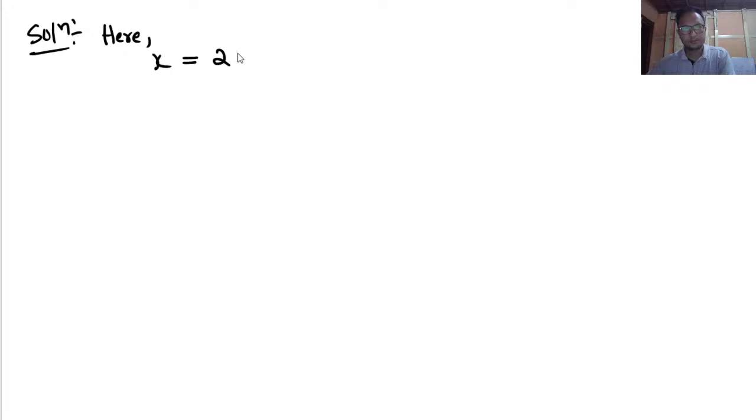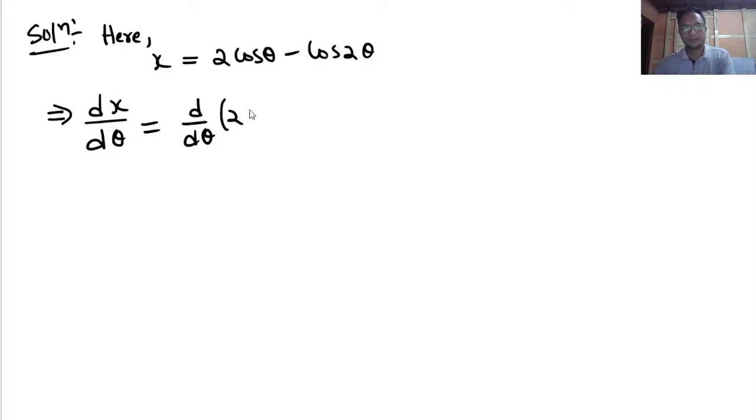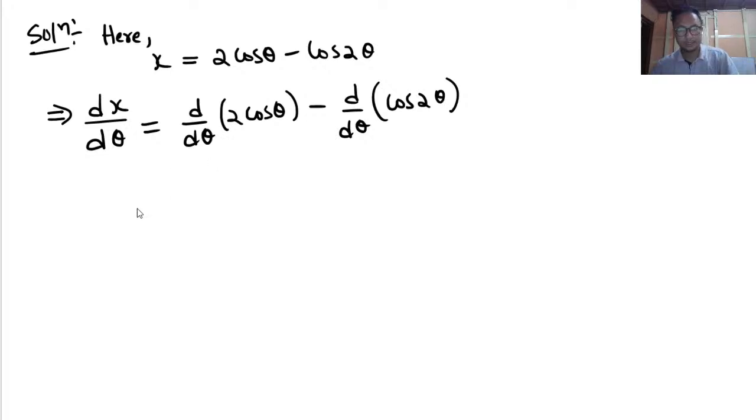x equals 2 cos theta minus cos 2 theta. Right? Since x is a function of parameter theta, we will find dx by d theta. dx by d theta is d by d theta of 2 cos theta minus cos 2 theta. 2 is a constant, so keep it. Differentiate cos theta, it gives minus sin theta. Minus.